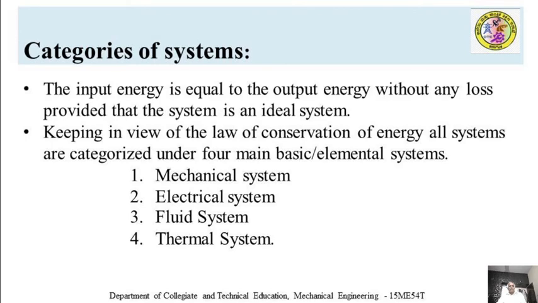Coming to categories of system, we define the ideal system. An ideal system is a system in which the input energy is equal to the output energy. The input and output energies are equal, meaning there is no loss of energy. Such a system is called an ideal system. Keeping in view the law of conservation of energy, the systems are classified under four main basic elemental systems: mechanical system, electrical system, fluid system and thermal system.